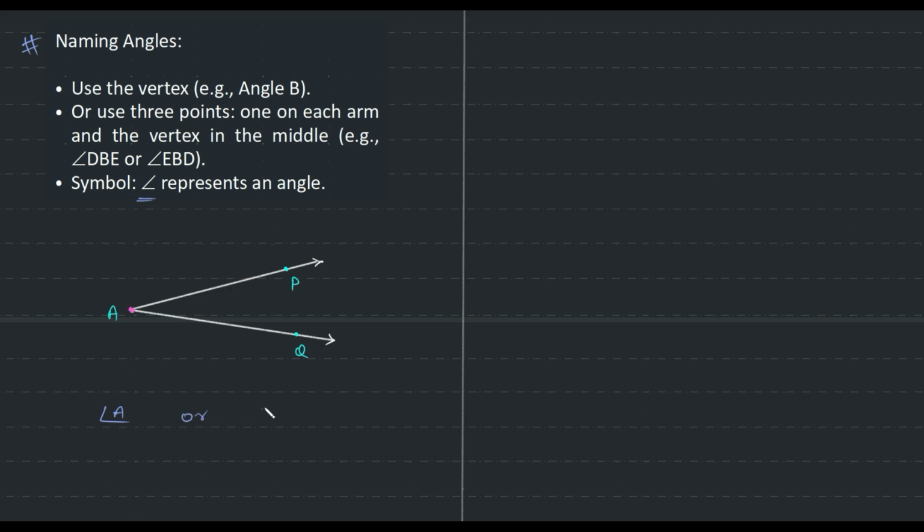Or I can go with PAQ or angle QAP. This is very important. People might get confused if we change the order. Will something happen? No, it won't. What is important is A is in the middle. The order of P and Q can change, but A has to be in the middle.